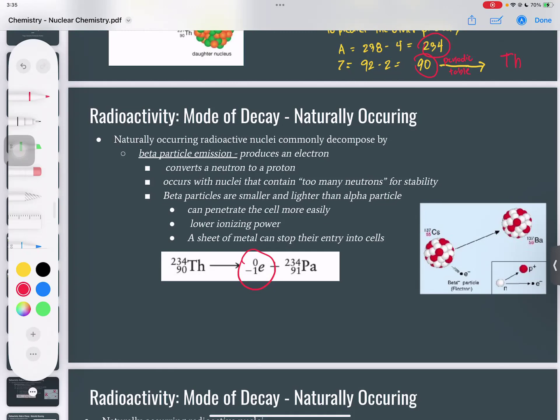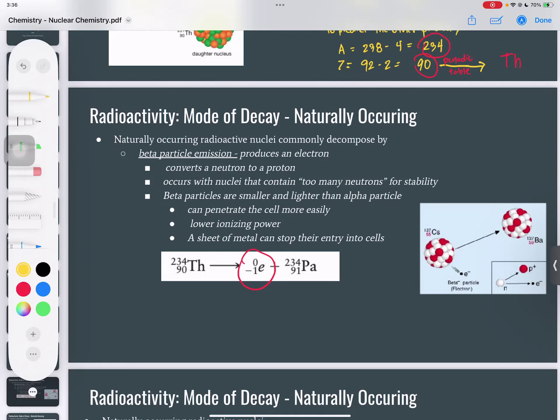Let's try an example for beta emission: thorium-234 decays through beta particle emission to protactinium-234. We know that thorium decays through beta particle emission. How do we determine the other daughter particle, which is protactinium?